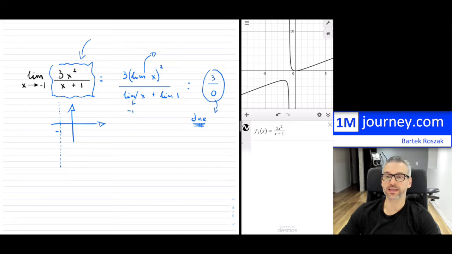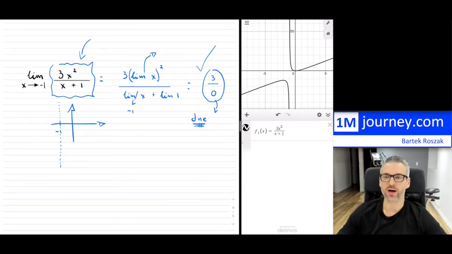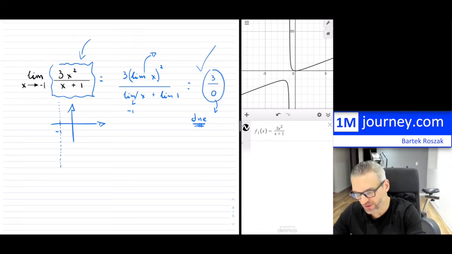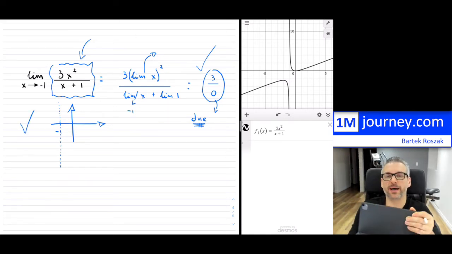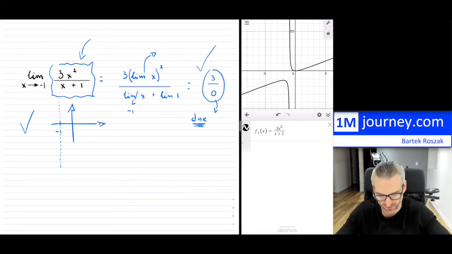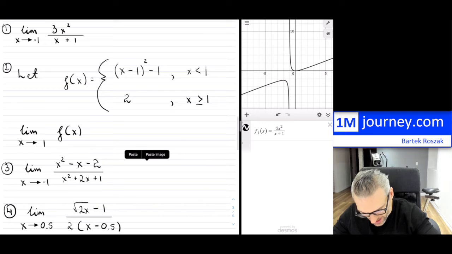So we do indeed have an infinite discontinuity, and we can tell that whenever you apply your limit properties and you run into an undefined result, so a number divided by 0. So this is an infinite discontinuity, if you had to map it out with respect to something, if a teacher has asked you. So here is another example.